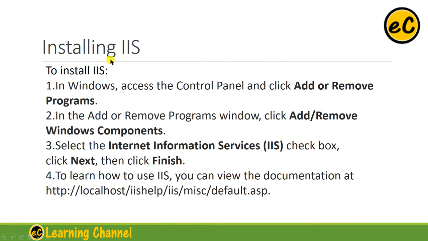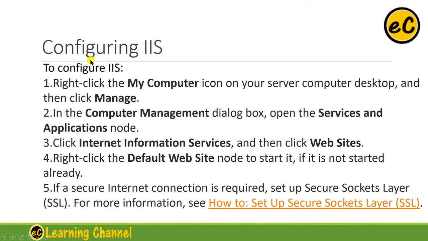And now, let's look at how to turn on IIS. To install IIS, in your Windows, access the control panel. On the control panel, you can click Add or Remove Program. And then over there, you can actually select the Internet Information Services checkbox and then click Finish. Then you will be able to turn on localhost. After that, you can actually configure it to add the subdomain into there. Now, let's look at how to turn it on.